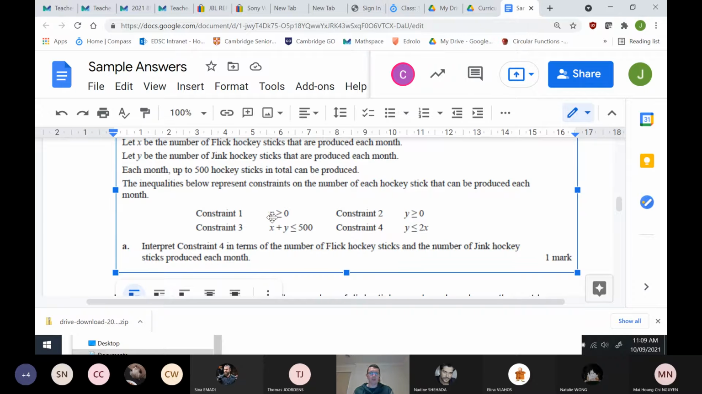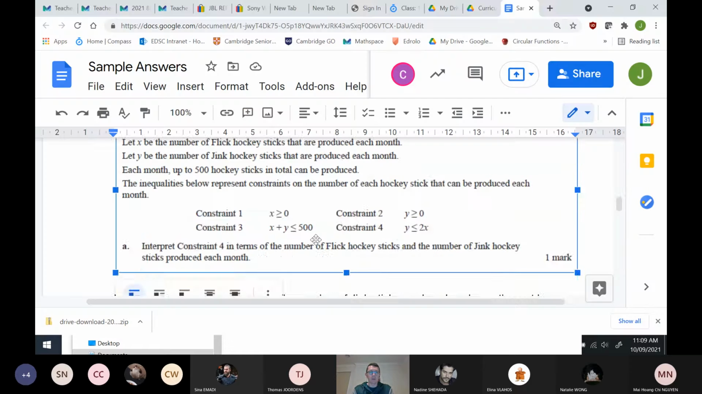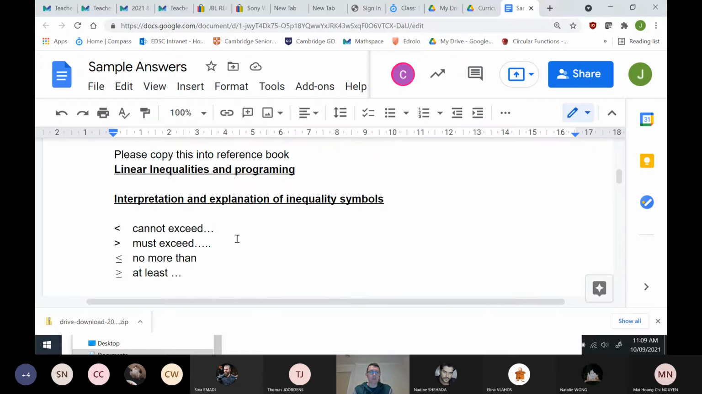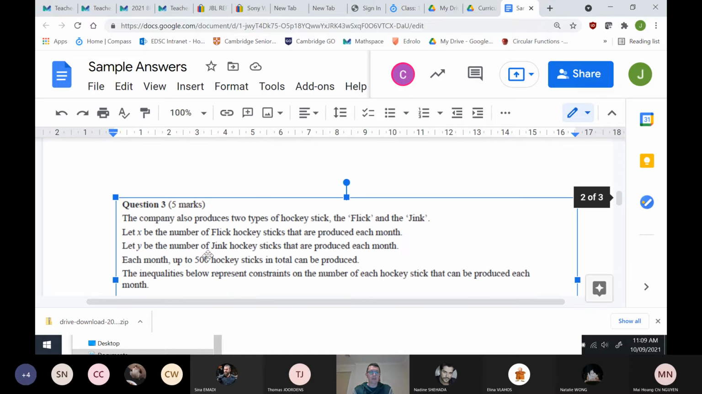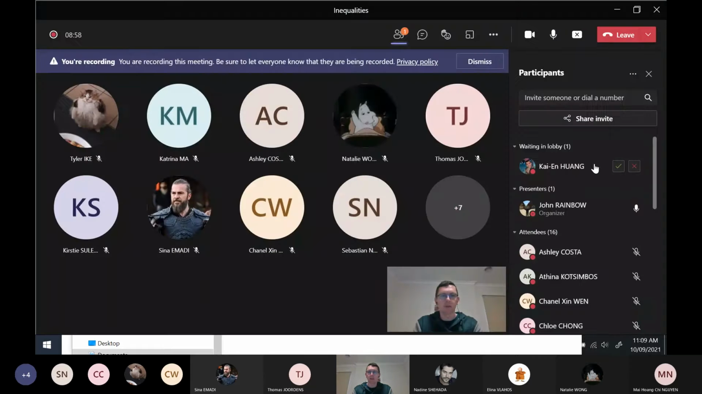So we know that X is flick, Y is jink. Each month, up to 500 hockey sticks are produced in total. The inequalities below represent constraints on the number of each hockey stick that can be produced each month. Constraint 1 is showing, look at the wording that we used, at least 0 hockey sticks are made. You can't make any less than 0. So it makes sense that you make at least 0 flick hockey sticks, and at least 0 hockey sticks would be made there.